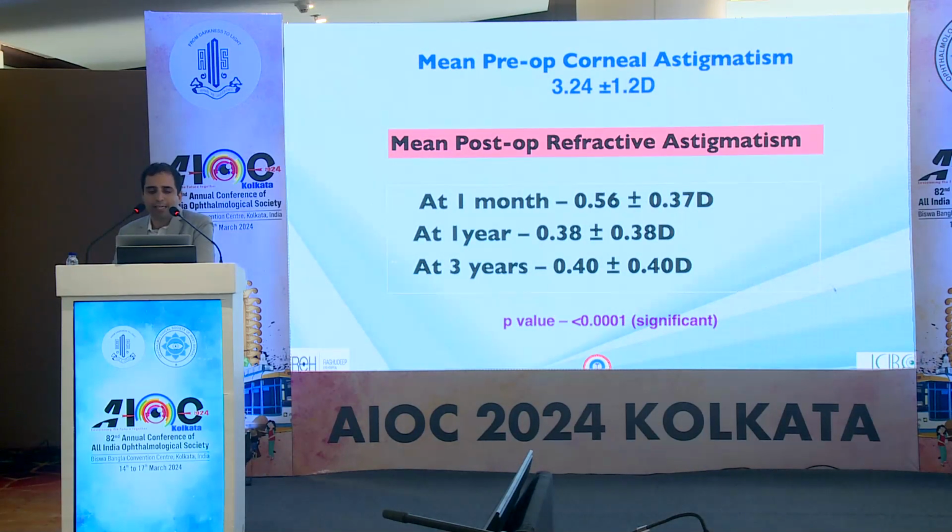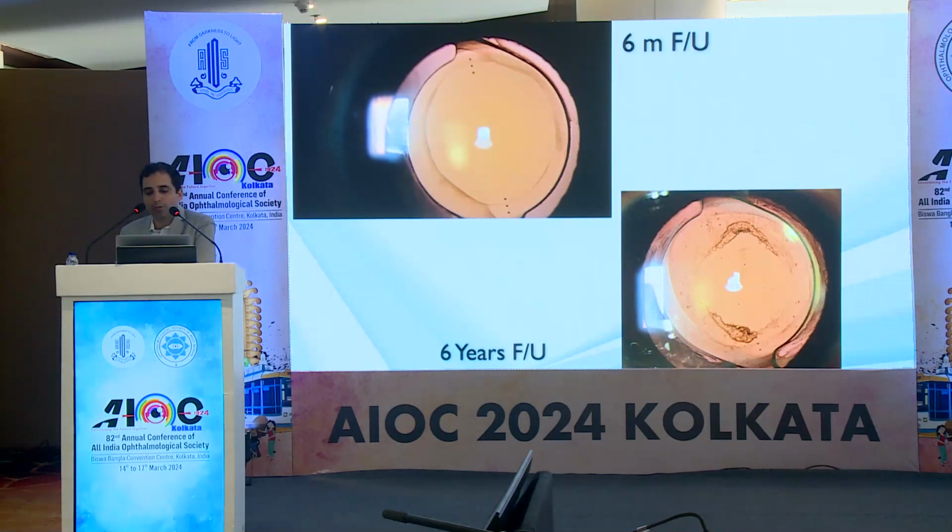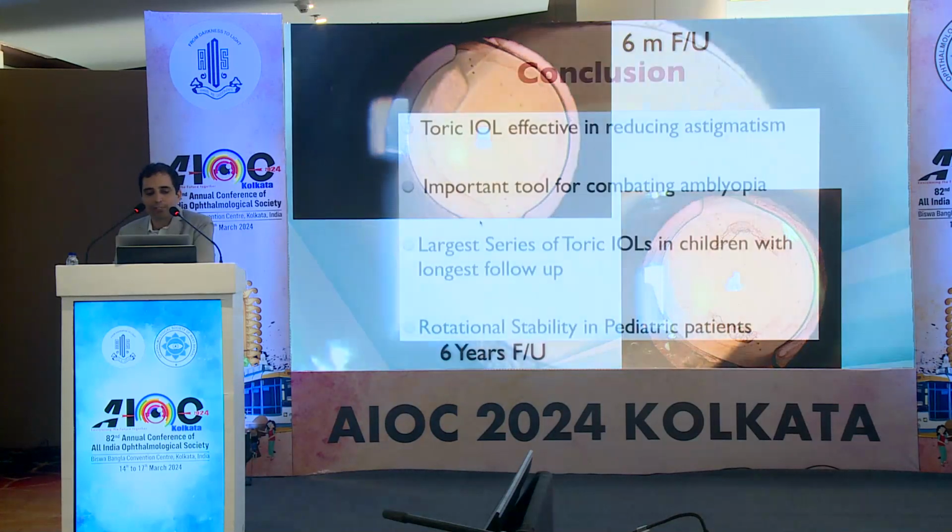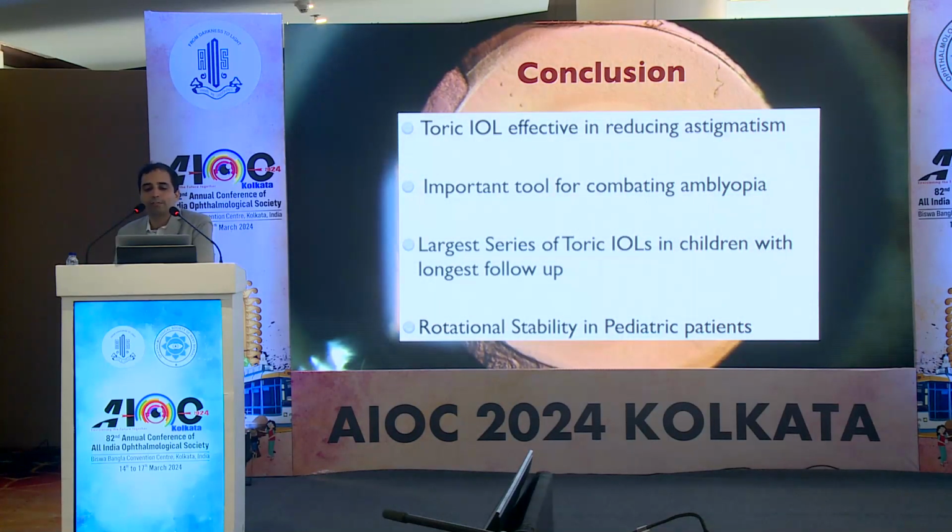And we found that definitely there is a significant, predictable reduction in the post-operative corneal astigmatism, lasting even up to 3 years, which was the follow-up published data. And they remain stable even with the posterior capsulorhexis or an intact posterior capsule. So they are effective in reducing astigmatism, particularly in older children.